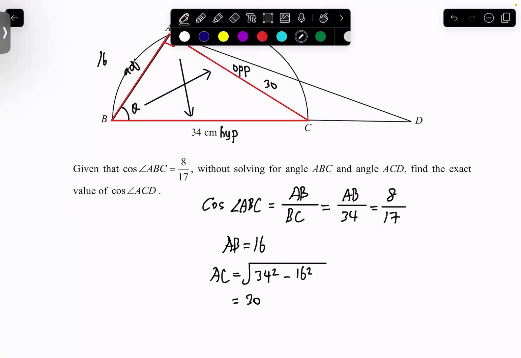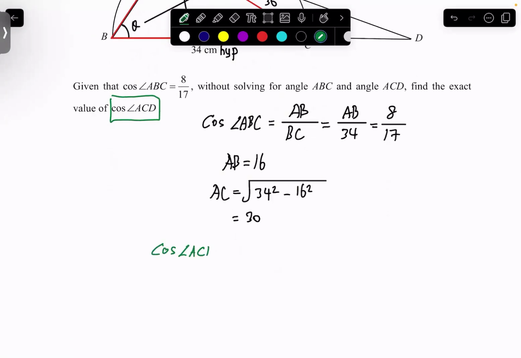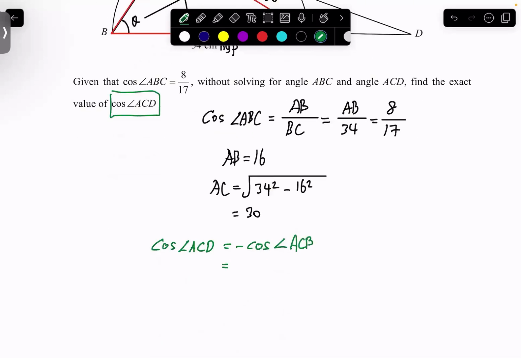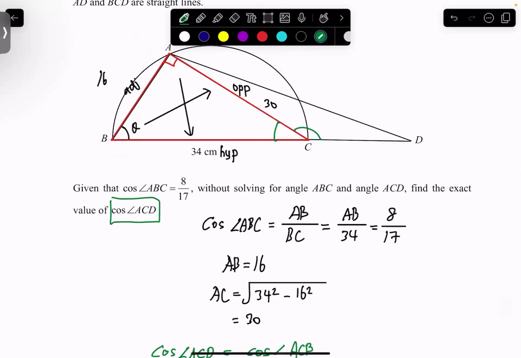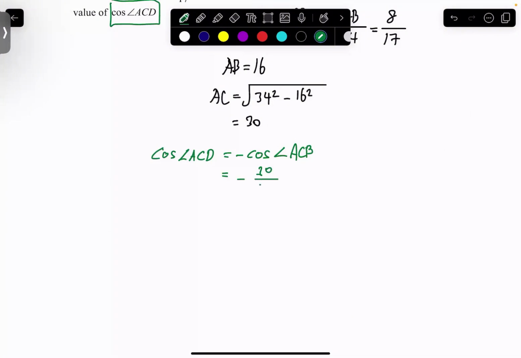Now, based on the question, they want us to find cosine ACD. ACD is this obtuse angle down here. For an obtuse angle, we can make use of the acute angle to find it. So we can say that cosine angle ACD is the negative of the cosine of the acute angle. This is the obtuse angle formula. For the acute angle, you take this as the opposite and this as the adjacent. So adjacent over hypotenuse, 30 over 34. Negative 30 over 34, which is negative 15 over 17. Answer.